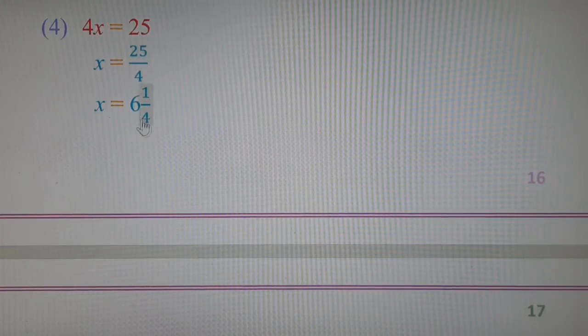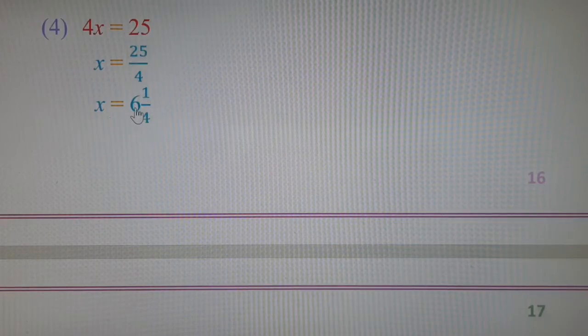4 6s are 24. So 6 and 4 are multiplied. 4 table we have to say. 4 1s are 4, 4 2s are 8, 4 3s are 12, 4 4s are 16, 4 5s are 20, 4 6s are 24, 4 7s are 28. 4 7s are 28 is a bigger number, so we will take 4 6s are 24, and the remainder is 1.